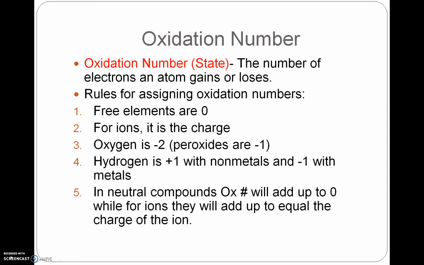Oxidation numbers are also used to determine which element reduction and oxidation occurs at. The oxidation number is the number of electrons an atom gains or loses, and the rules for assigning them are: free elements are always 0, and for ions you look at the charge. Oxygen is -2, peroxides are -1, and hydrogen is +1 with nonmetals and -1 with metals. In neutral compounds, the oxidation numbers add up to 0, and for ions, they add up to the charge of the ion.